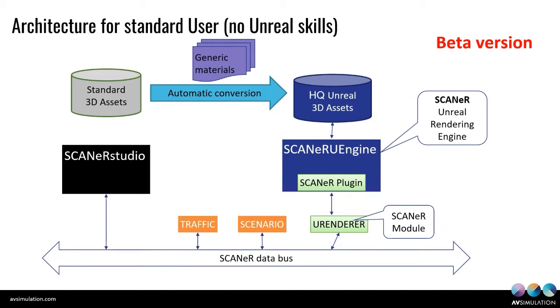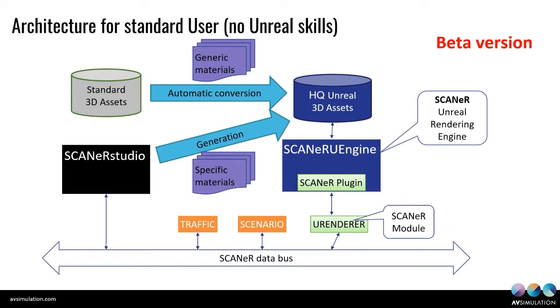All your existing assets that you need for your scenario are automatically converted using generic high quality materials. We detect the materials and replace them with more advanced materials, which means that you don't need any skills in Unreal or in programming. Everything is done for you. You just have to launch the module and start the simulation. It will be automatically converted, and you will have the high quality rendering of Unreal.